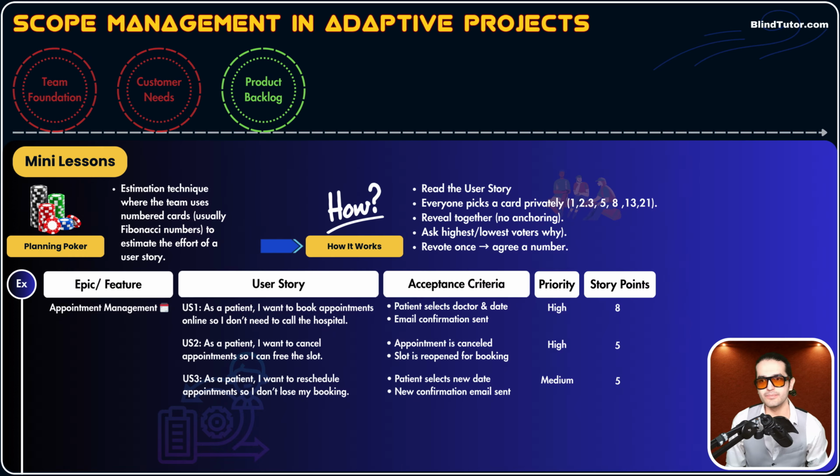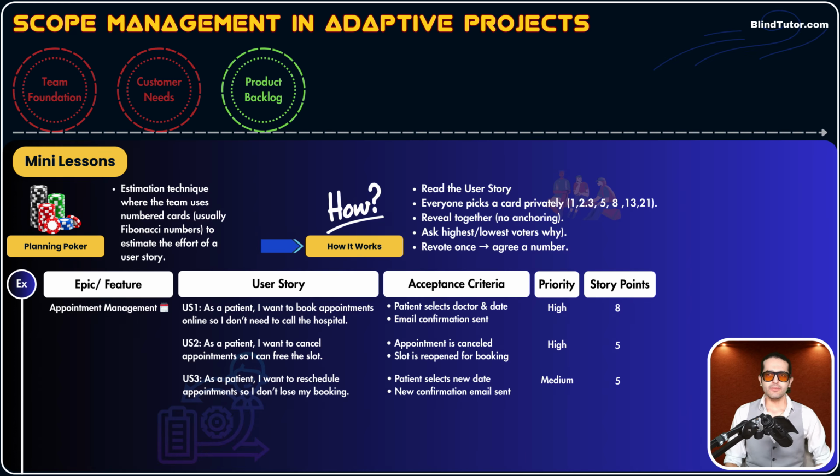We ask the team member that assigned 21, hey, why did you assign 21? Why do you think this user story takes lots of time? Okay, we discuss, and after that, all team members, all of those 3 or 12 or 7 team members, need to agree on the assigned number of story points. Okay, so user story number 1 takes 8 story points. User story number 2 takes 5. User story number 3 takes 5. Okay, this is the way planning poker works, guys.